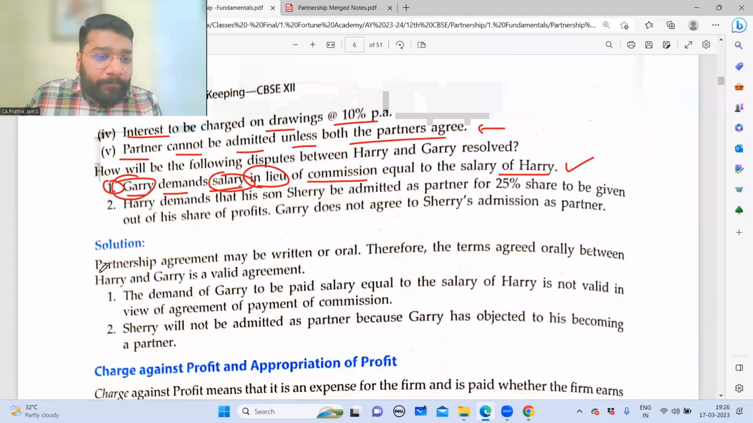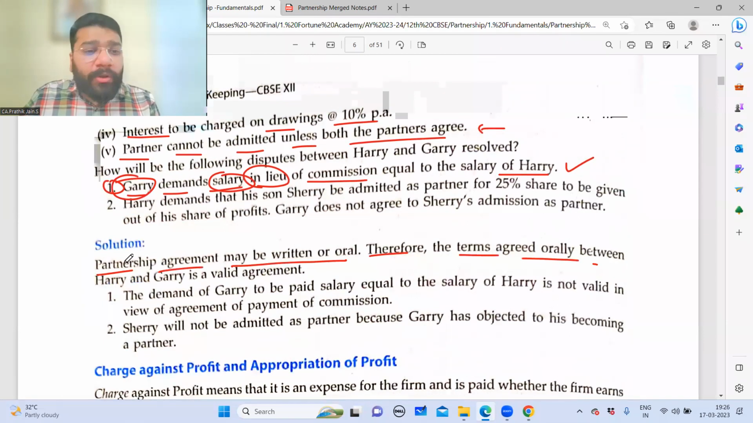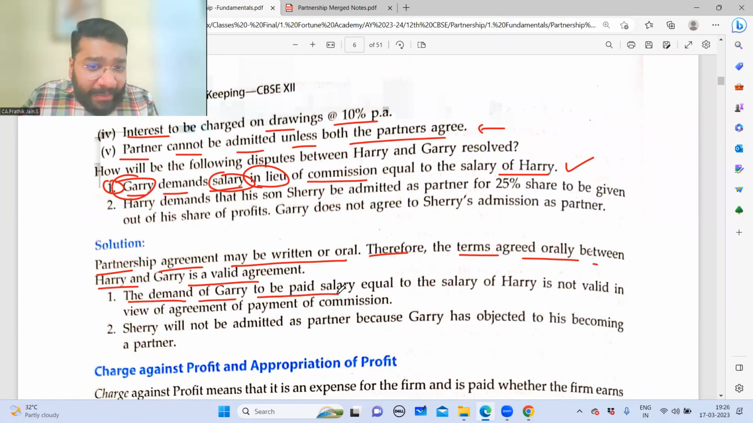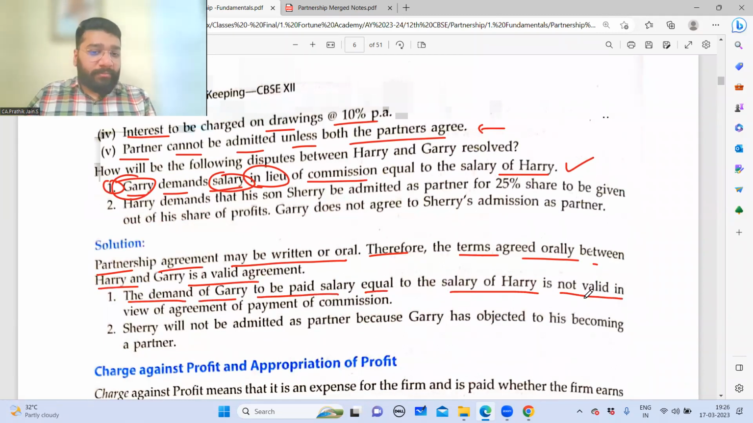Yes. I have doubts. One second. A partnership agreement may be written or oral. Both are allowed. Therefore, the terms agreed orally between Harry and Gary are a valid agreement. Gary's demand to be paid salary equal to Harry's is not valid, because we originally agreed to pay commission to him. Had you wanted salary, you should have got the terms revised and agreed upon before demanding the money, and then acted. Then the demand is fine. But at the end, when it is time to give the payment, if you change and ask, what is the point? So this is not acceptable. Gary's challenge is not tenable.